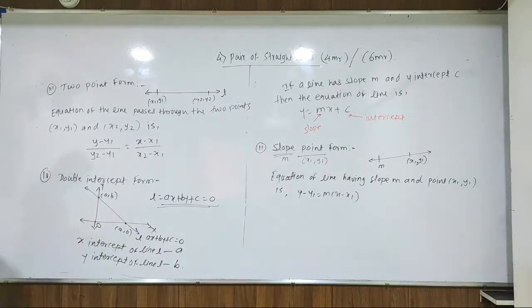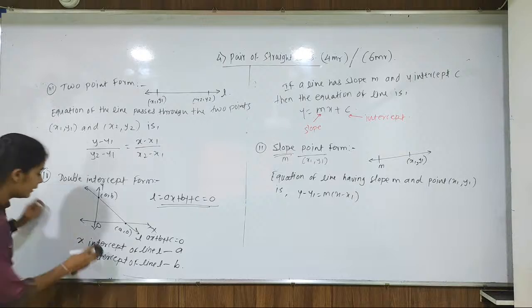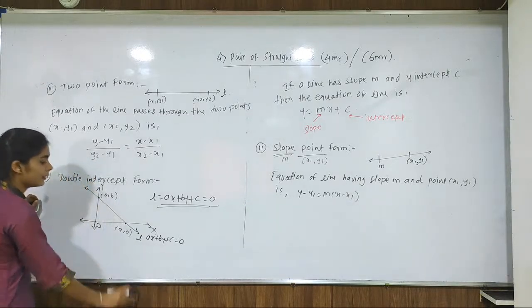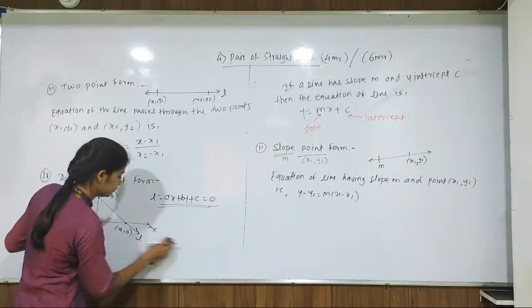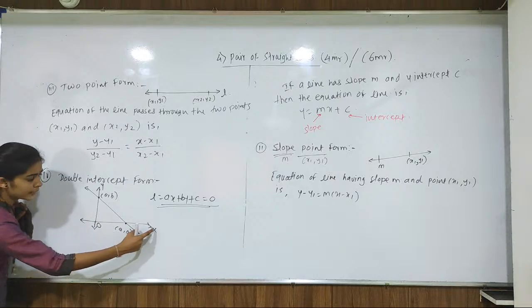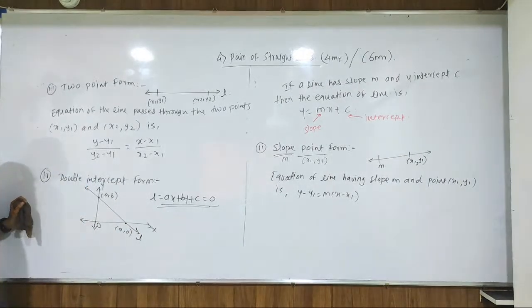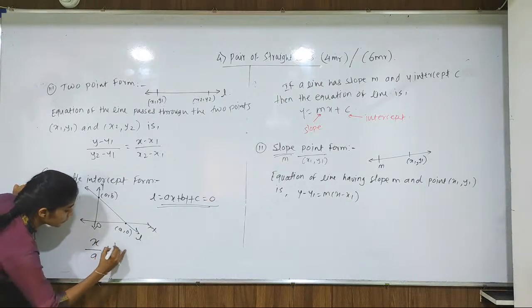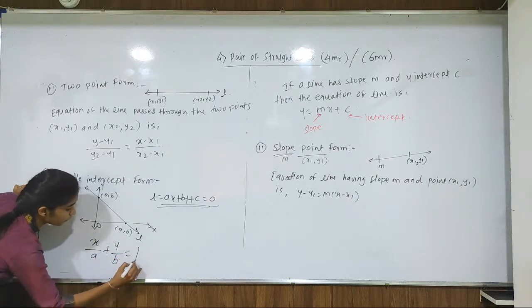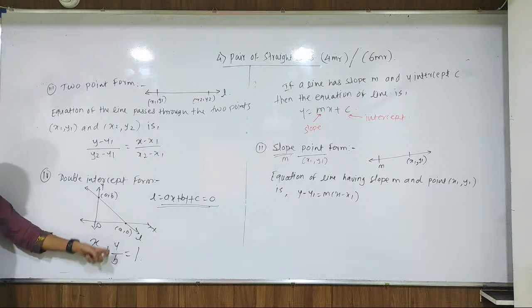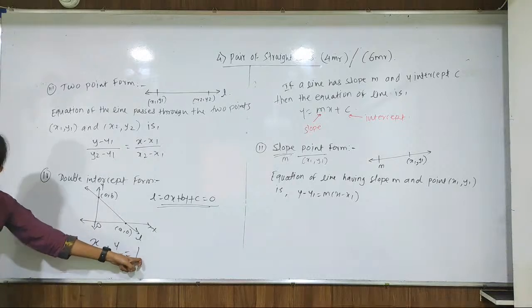So now tell me the double intercept form. What is the double intercept form? The line passes through the x axis and y axis. So the double intercept form is x upon a plus y upon b is equal to 1, that is, x upon x intercept plus y upon y intercept is equal to 1.